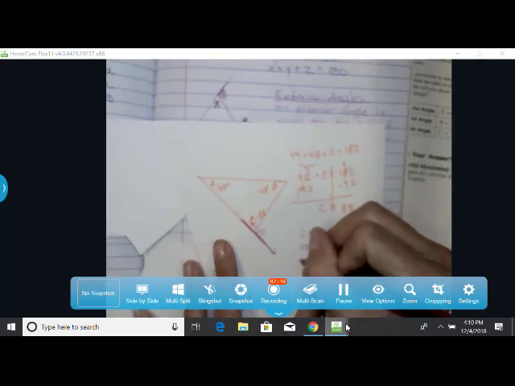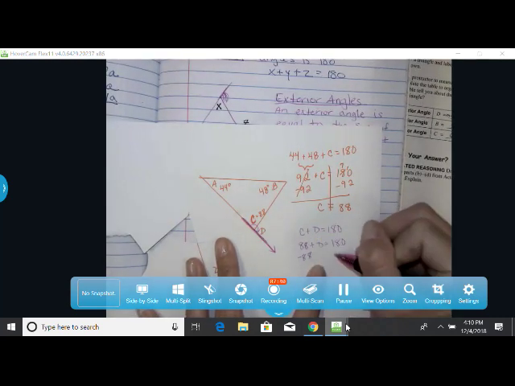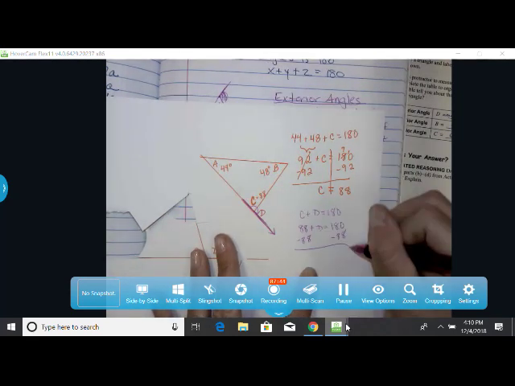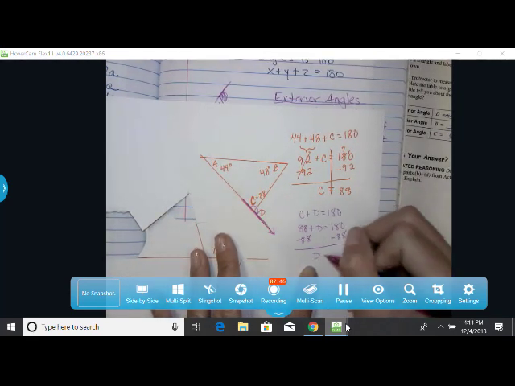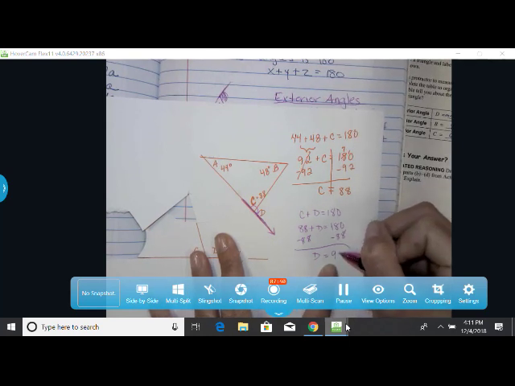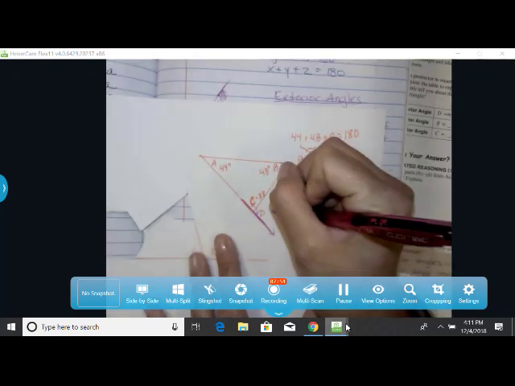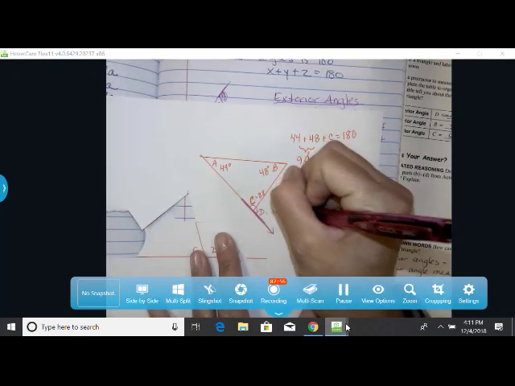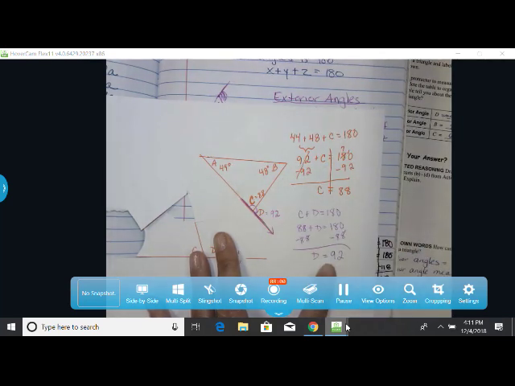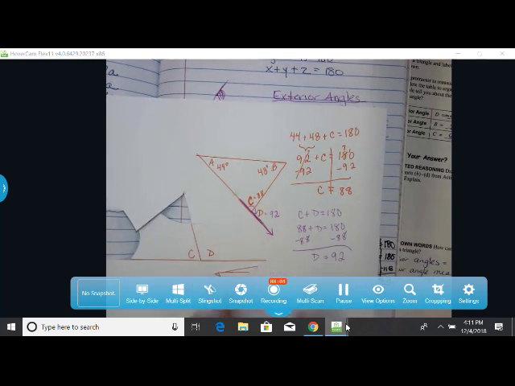If I subtract 88 from both sides, D is 92 degrees. That exterior angle is 92 degrees. Now 92 should ring a bell. That should be a familiar number to you.